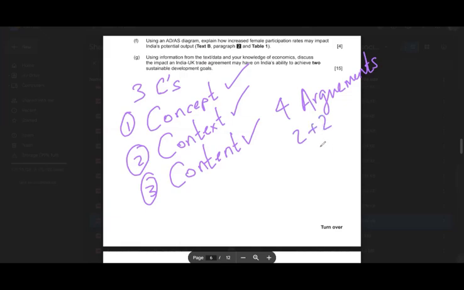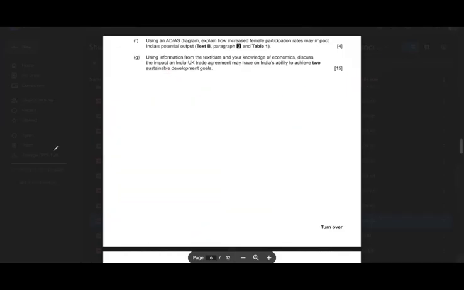For each and every one of these, your 3Cs have to apply for every single argument. And then, again, your conclusion, you just summarize and give your final opinion, and then you're done.